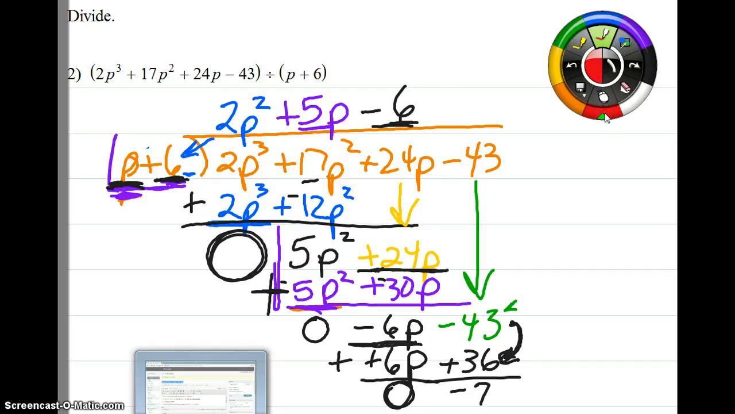How do you write that as a remainder? Minus 7 over p plus 6.